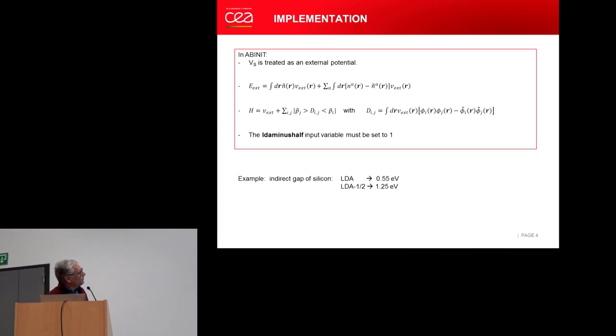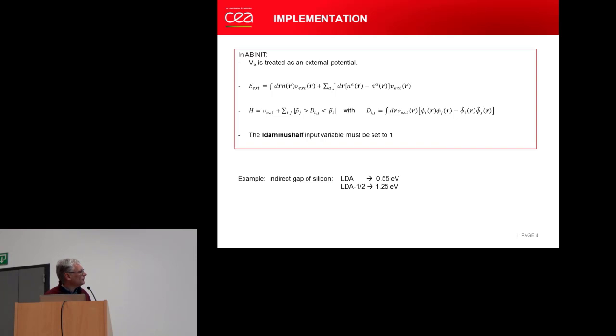So in ABINIT, Vs is treated as an external potential. So the energy is calculated as the energy of an external potential in PAW. The Hamiltonian is modified as for an external potential, either with the local potential here and a contribution in the Dij term. To be able to perform the calculation, there is a new input variable, the keyword LDA-1, that must be set to 1. I have just made a test on the indirect gap of silicon.